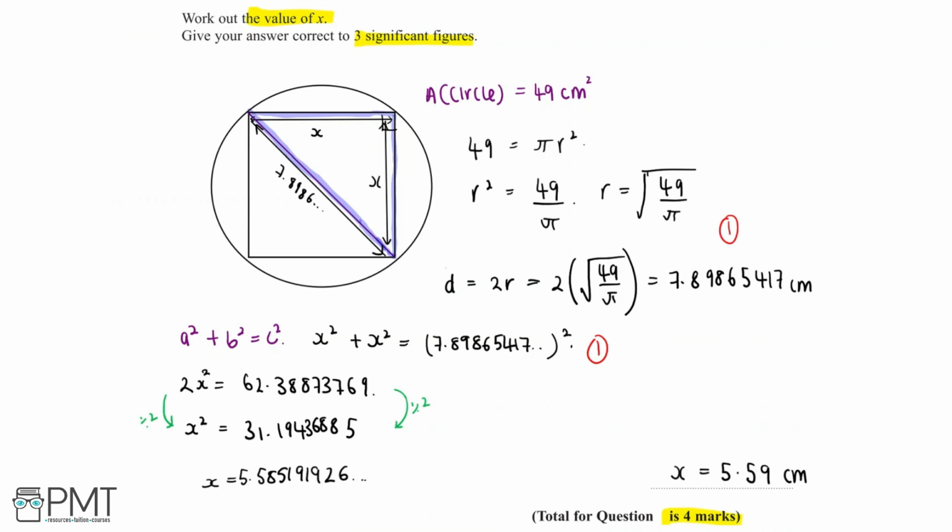The third mark is for rearranging to find x squared is equal to 31.194368885. And that fourth and final mark is for square rooting to find the value of x and rounding this answer correctly to three significant figures, and so we found that x is equal to 5.59 centimeters, allowing us to get the full marks needed for this question.